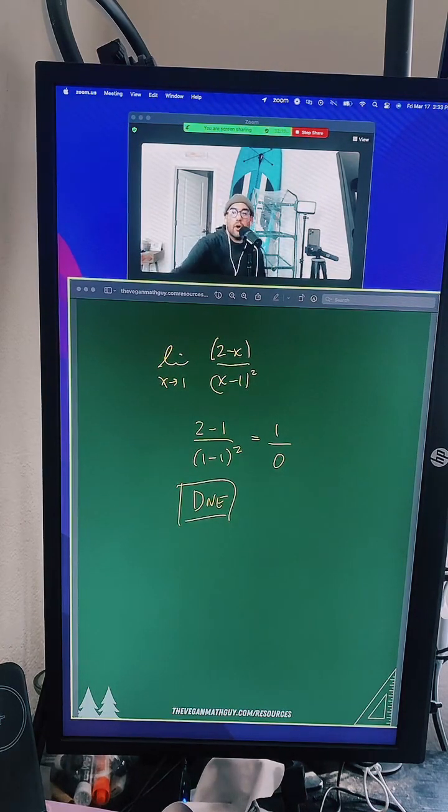One of the things you should always do is always test first, because you don't want to encounter a situation where you immediately jump to L'Hopital's rule and then it doesn't work, or you get a different answer.